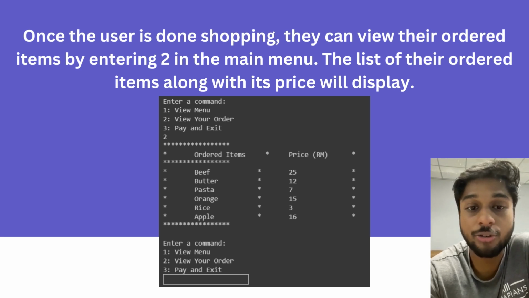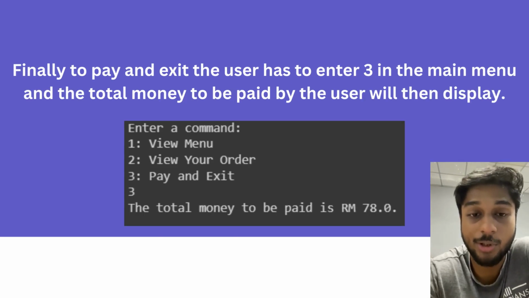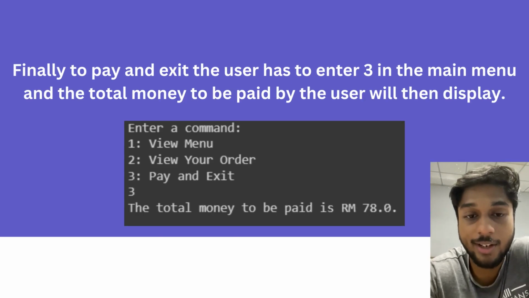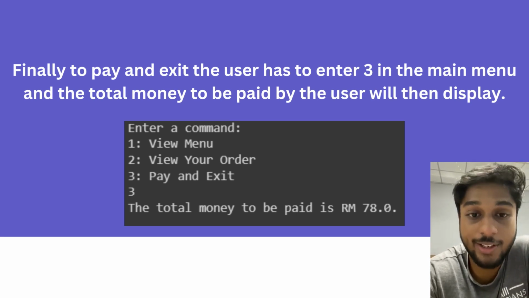Over here, they can choose to see what they have ordered by simply pressing 2. After pressing 2, a list of what they have ordered alongside its price will display. After they are satisfied with what they have ordered, they will be automatically redirected to the main menu page where they can choose to pay and exit by entering 3. After entering 3, the total amount to be paid by the user will be displayed. And that's it for our program.